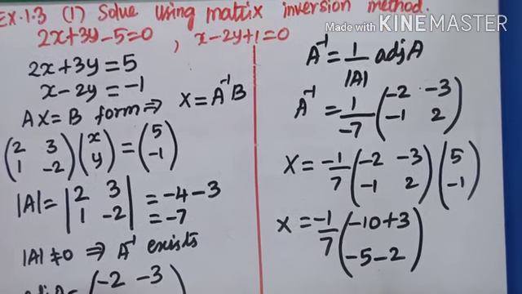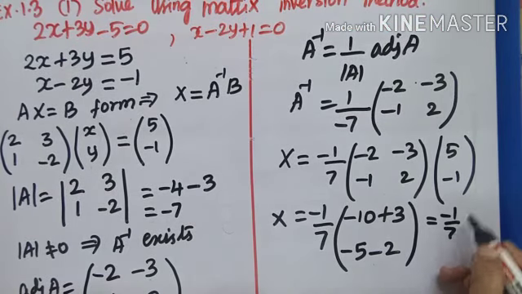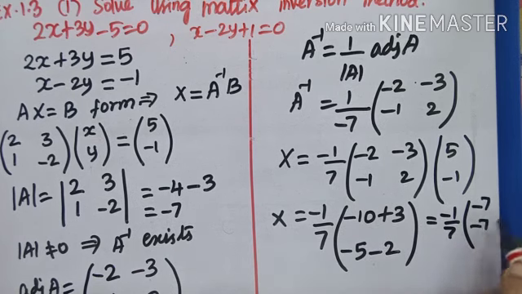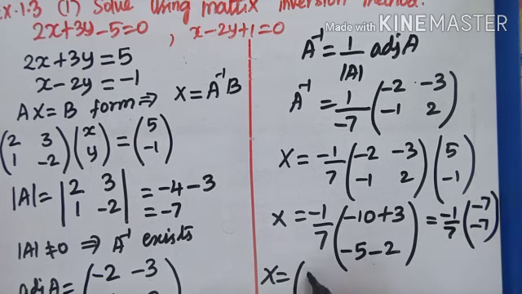Simplify this answer. It is minus 1 by 7 into minus 7, minus 7. Now, x is equal to multiplying by minus 1 by 7. That is, minus and minus will be plus. 7 by 7 is 1. Similarly here, minus and minus will become plus. 7 by 7 is 1. So what is x actually? The two variables: x represents the first number, y represents the second number. x is 1, y is also 1, and that is the solution.